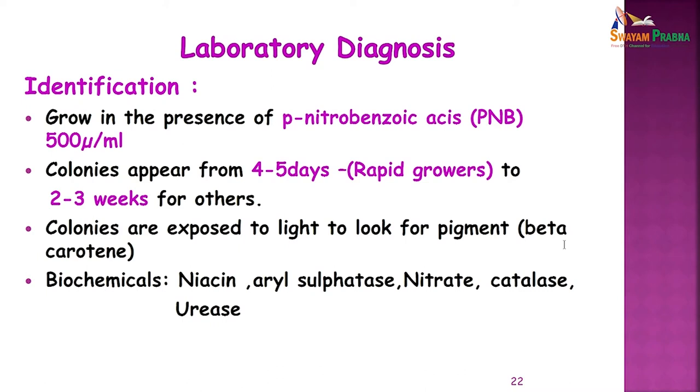Colonies, when they are exposed to light for photochromogens, will produce an orangish pigment due to production of beta-carotene. The scotochromogens will produce a pigment even in the dark. Other biochemical tests which can be done to identify the organism are the niacin test, aryl sulfatase test, nitrate, catalase, and urease tests.